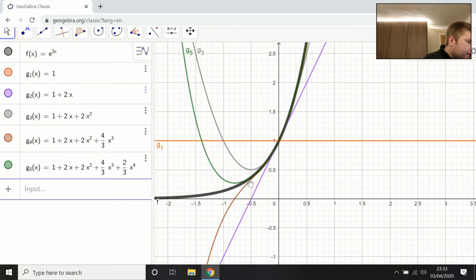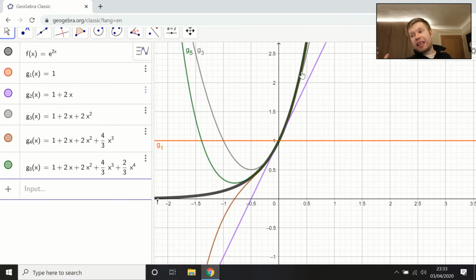Everything between maybe here, which is about negative 0.6, 0.7, right up to about here, which is about 0.9, is a pretty good approximation of e to the power of 2x. But remember, I've started at x equals 0. Now, clearly, if I carry on in the same way, over and over again, considering more and more terms, I'm just going to get a better approximation of e to the power of 2x.